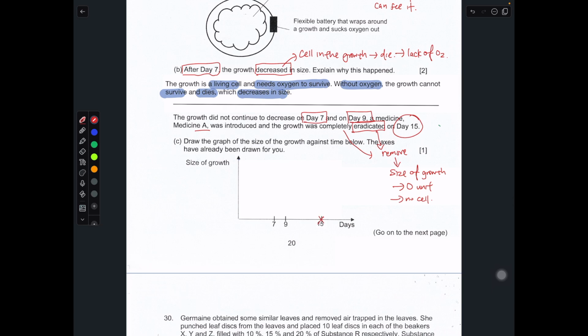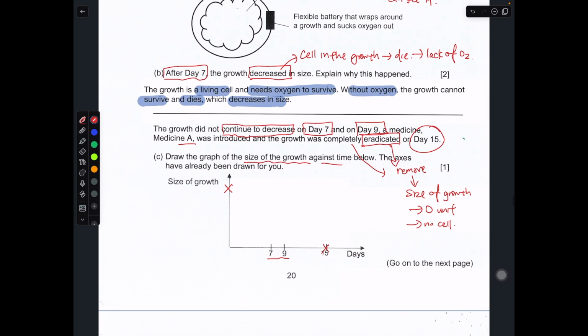Draw the graph of the size of a growth against time. Okay, the axis has been drawn for you. First thing first, you probably know that it started from here, and some of you may have wanted to draw it in this way, but this is actually wrong. So you take a look, purposely they put 7 and 9, and they tell you that they did not decrease on day 7. That means before day 7, decrease. 7 to 9 did not decrease. 7 and 9 did not decrease means it remains the same.